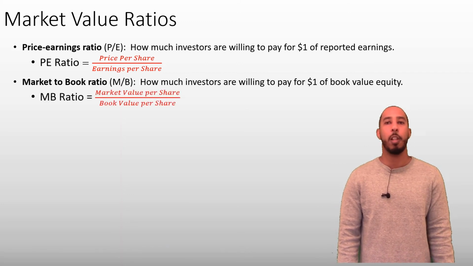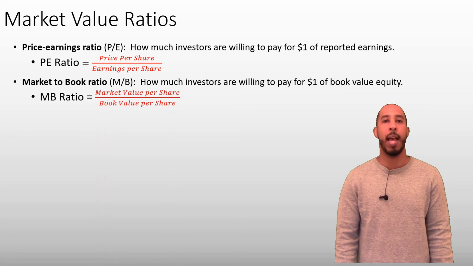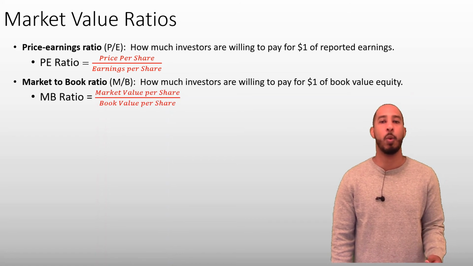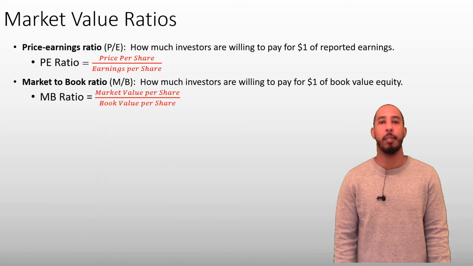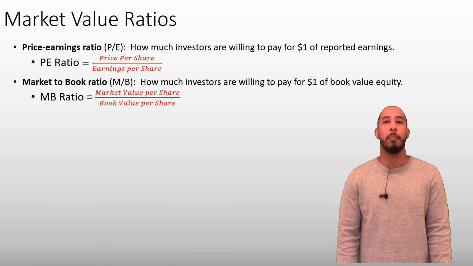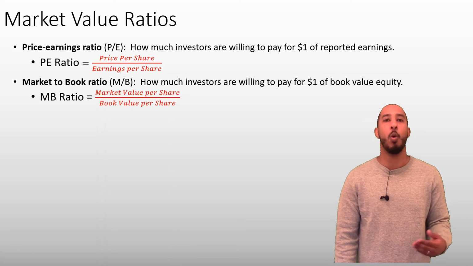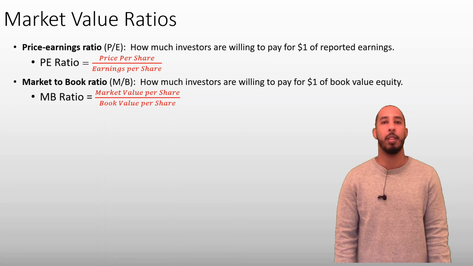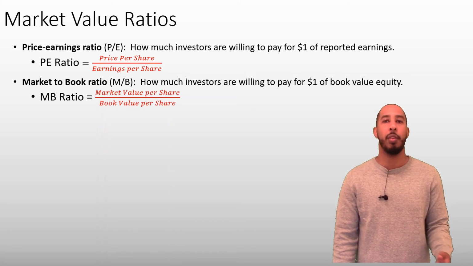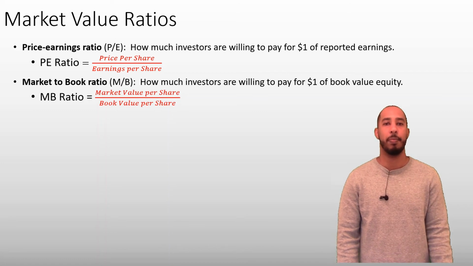The same logic follows for the market to book ratio, which is computed as the market value per share of the company's equity, that's just the stock price, over the book value of equity per share. Higher values of market to book imply that investors are more and more optimistic about the future of the company. Thus, they're willing to pay more for the same amount of equity ownership.